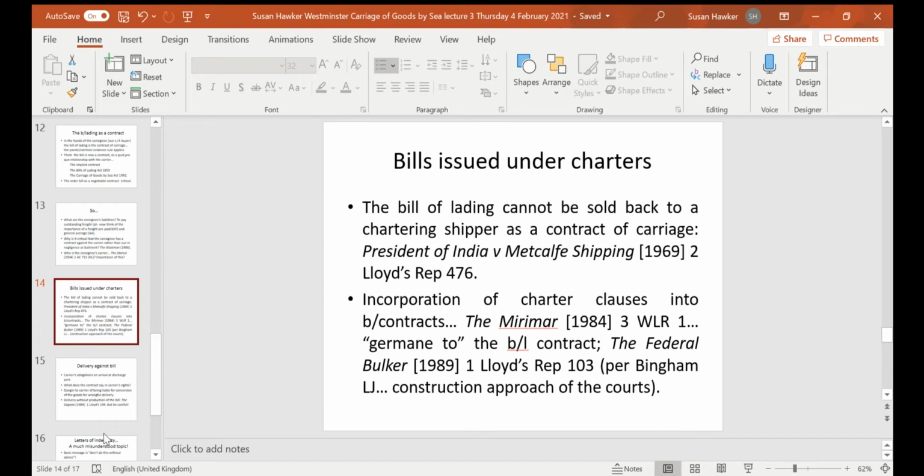Now, the bill of lading did not have clauses from the charter party that by now our shipper didn't want, namely, I think, an arbitration clause. And the shipper said, "Oh, look, but I've bought this now. I've bought this bill of lading back. It's a contract." "No, it's not," said Lord Denning.